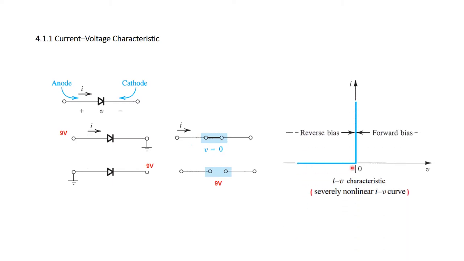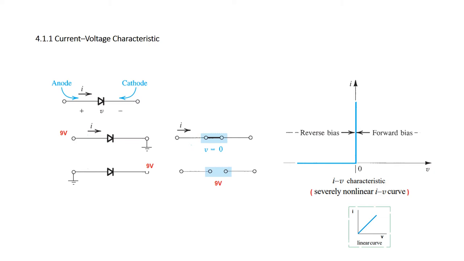And now this is the characteristics of the diode. This means that the moment we apply a positive voltage, the diode will straightaway conduct maximum current. Immediately after the applied voltage becomes positive, it starts conducting. Now, here is a comment. It says this is a severely non-linear IV curve. This is between I and V, so this is a non-linear IV curve.